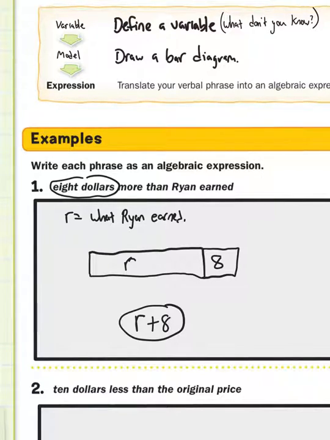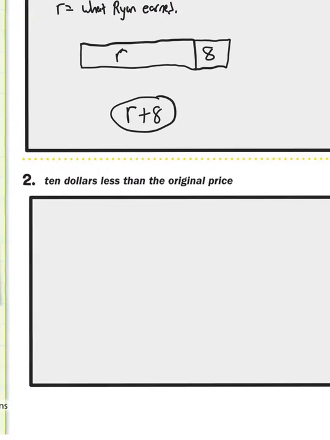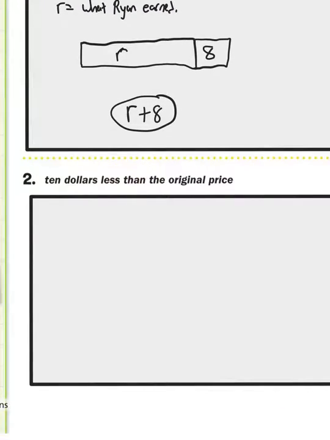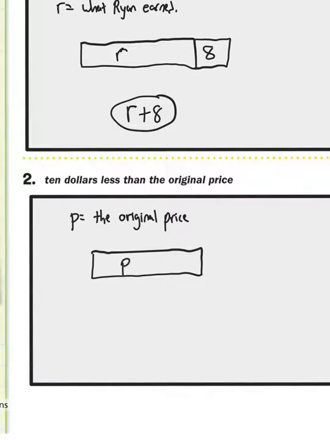Now, we'll go down to the next one, $10 less than the original price. So remember, we're going to start by defining a variable. So why can't you tell me the answer to $10 less than the original price? It's because you don't know the original price. So I'm going to use P to represent the original price. Now, it doesn't matter what letter you choose for your variable. I just usually have it relate to something in the problem. Now, the next step, remember when we draw our bar diagram, the good thing is they start the same way. So I'm going to start with a bar and label it P because we don't know the original price.